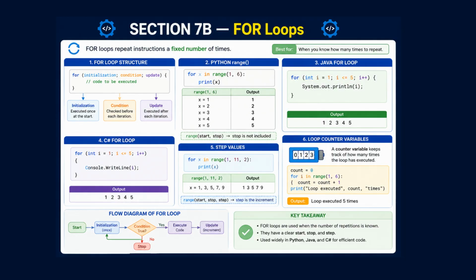Let's first look at the structure of a for loop. A for loop contains three main parts: initialization, condition checking, and update. Initialization sets the starting value. The condition checks whether the loop should continue. The update increases or changes the counter after each repetition.